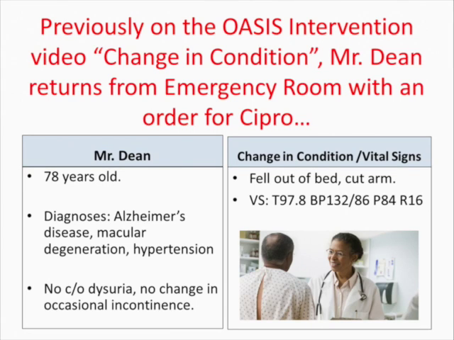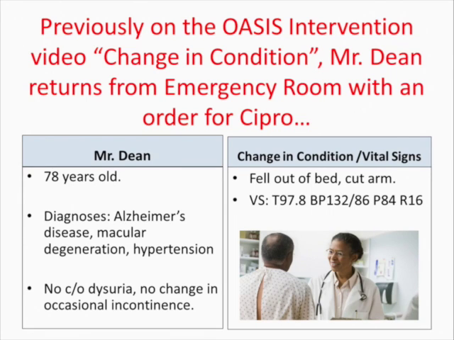He returned hours later with sutures in his arm and an order for Cipro, 250 milligrams every 12 hours for 10 days for a diagnosis of UTI, urinary tract infection. Mr. Dean had no signs or symptoms of a UTI prior to going to the emergency room. The documentation from the emergency room did not identify any signs or symptoms of a UTI either. The nurse called and spoke with the emergency room staff, who stated the diagnosis was based on the urinalysis results.